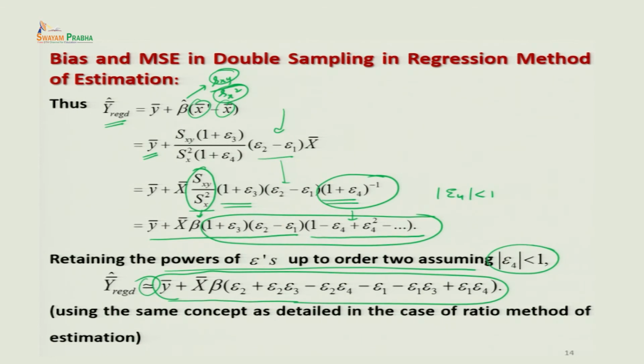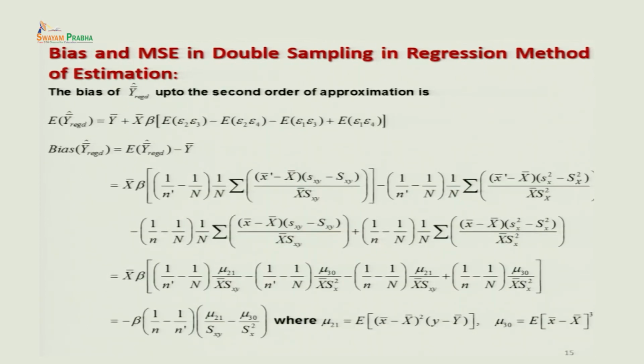Now you know that you have to simply take its expectation, you will get the bias, you square it, you will get the mean square error after taking the expectation, exactly in the same way as we have done in the case of the ratio method of estimation, and in the double sampling case also. So, we simply try to take the expectation on both the sides.